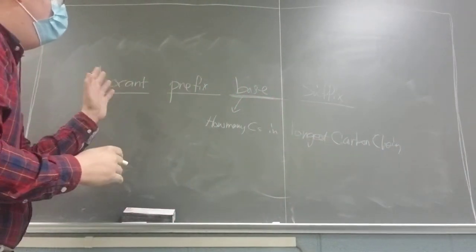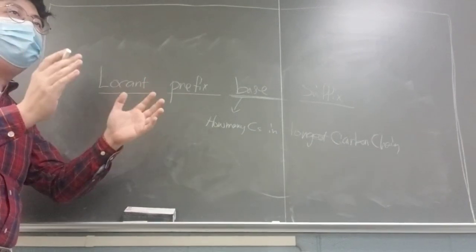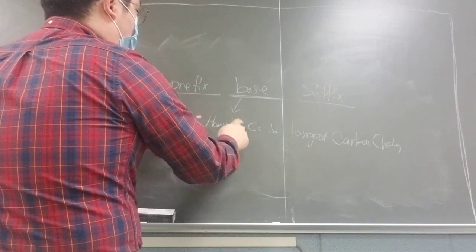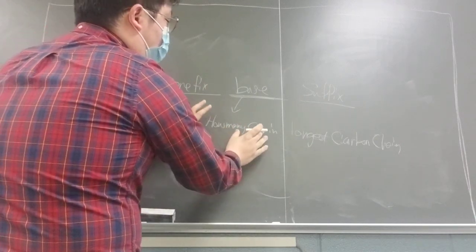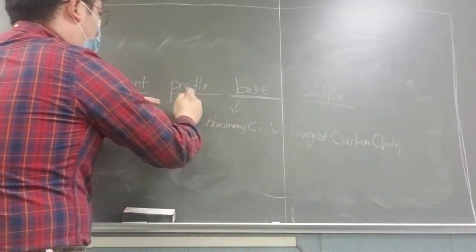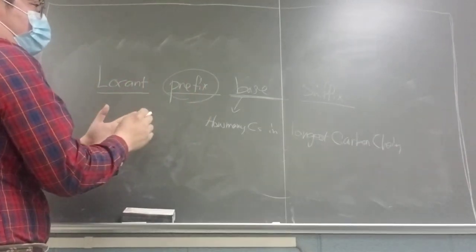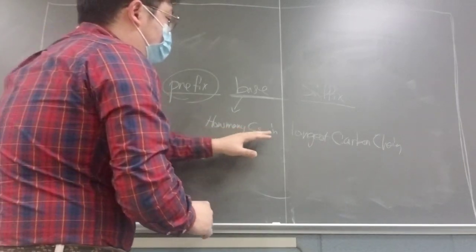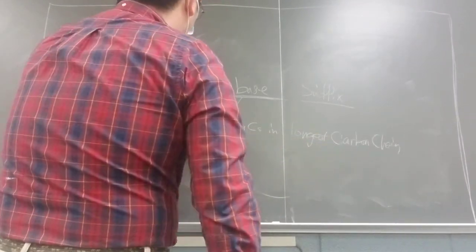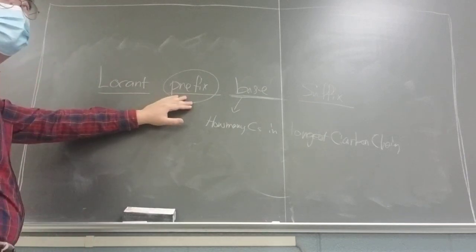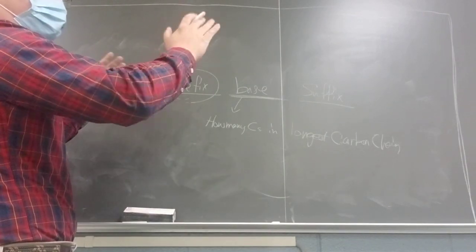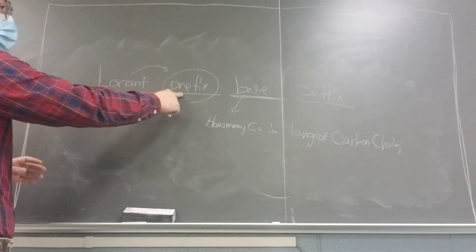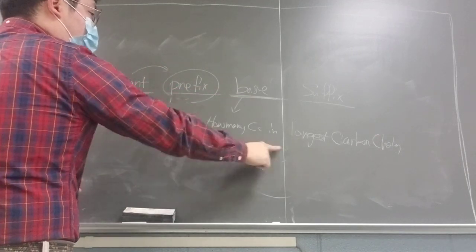And then any other alkyl groups attached to the carbon chain, we call them prefix. So I'm going to show you some examples. If there are other small groups attached to your longest possible carbon chain, we're going to call them prefix. It's like the peripheral parts of your compound. And locant simply means locating where those are attached to the base of your carbon chain.